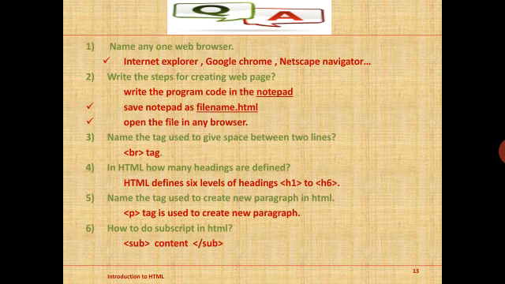Fifth question. Name the tag used to create a new paragraph in HTML. Answer is, the P tag is used to create a new paragraph in HTML.